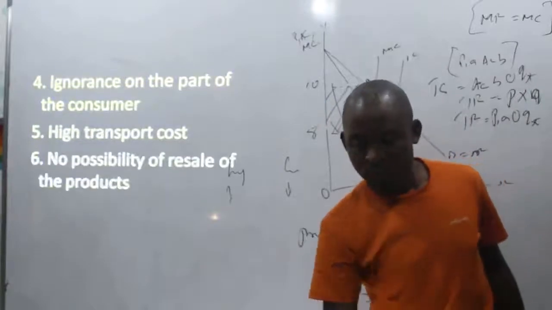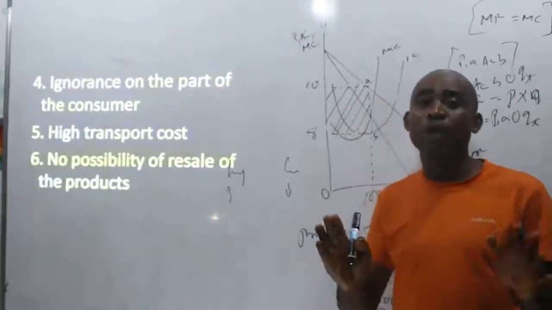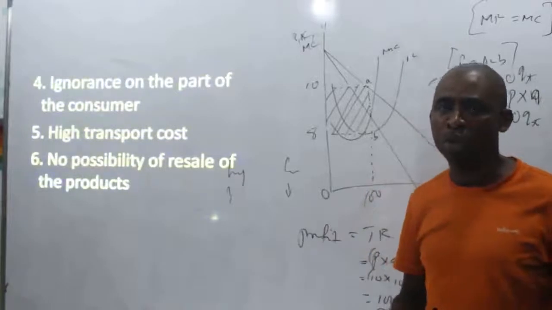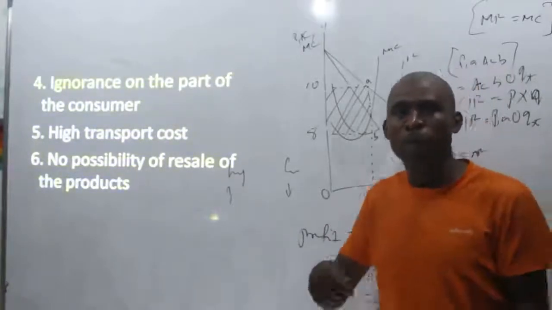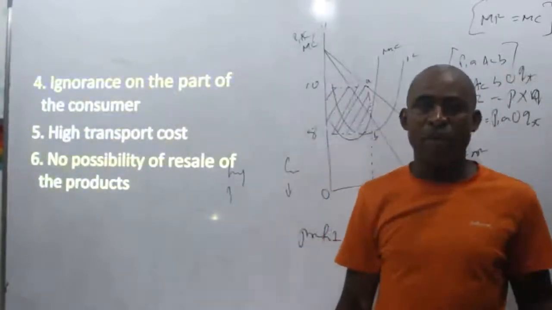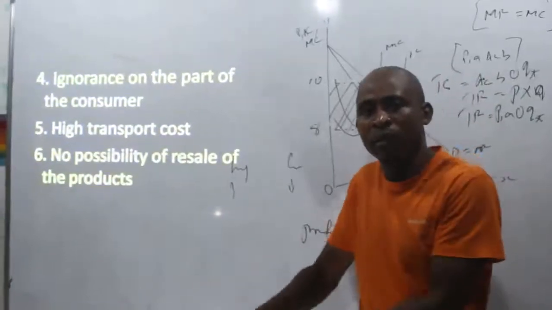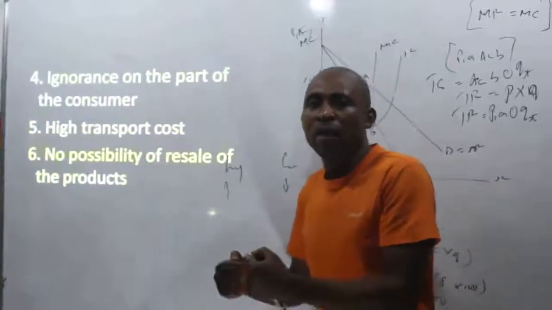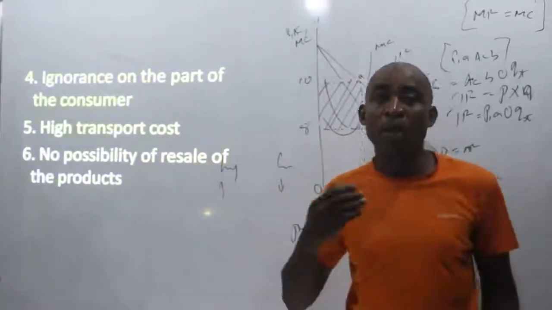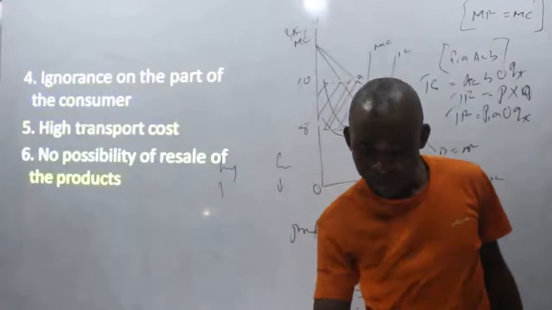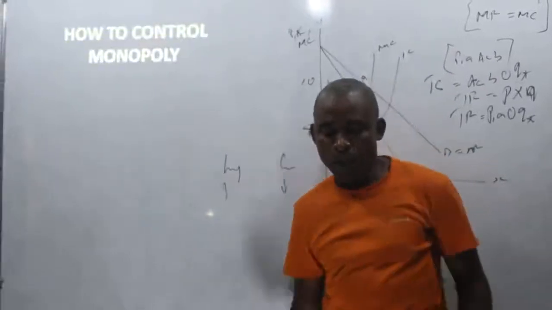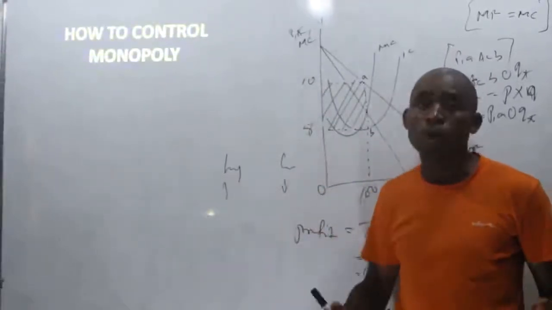Then there should be no possibility of reselling the product. That the product will be such that you cannot buy it and resell it. So that consumers don't go to the market where it is sold at very low price and then buy and sell in the market where the prices are higher. Now, the last part we are going to talk about is how to control monopoly.